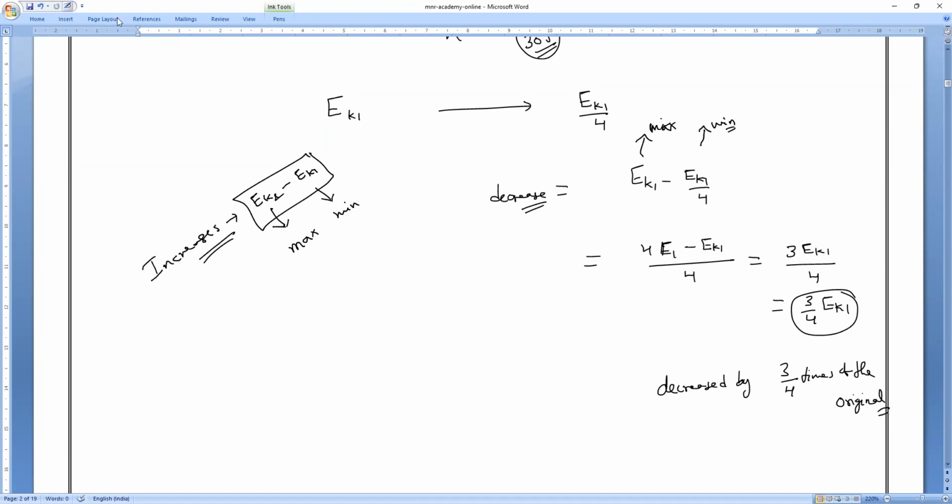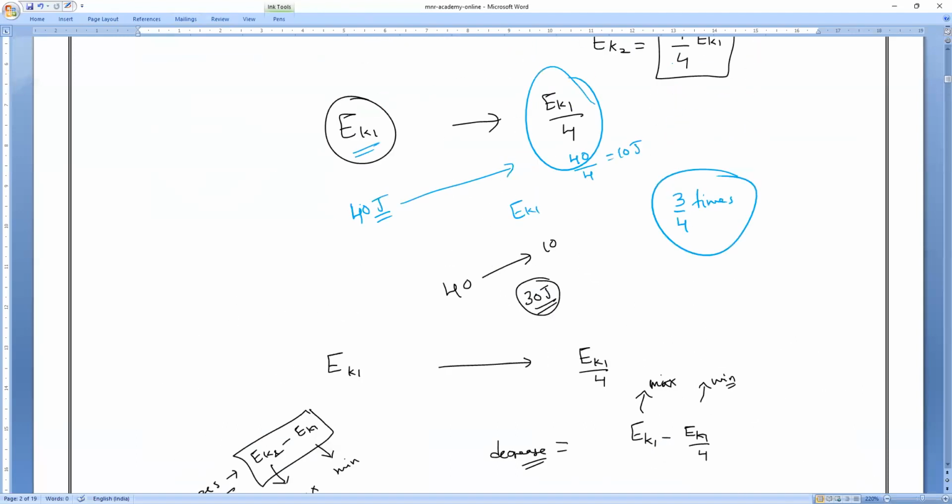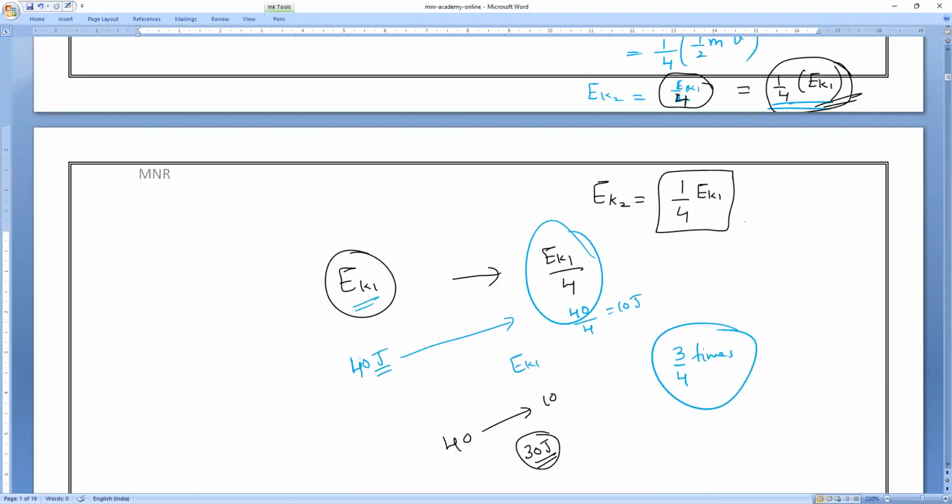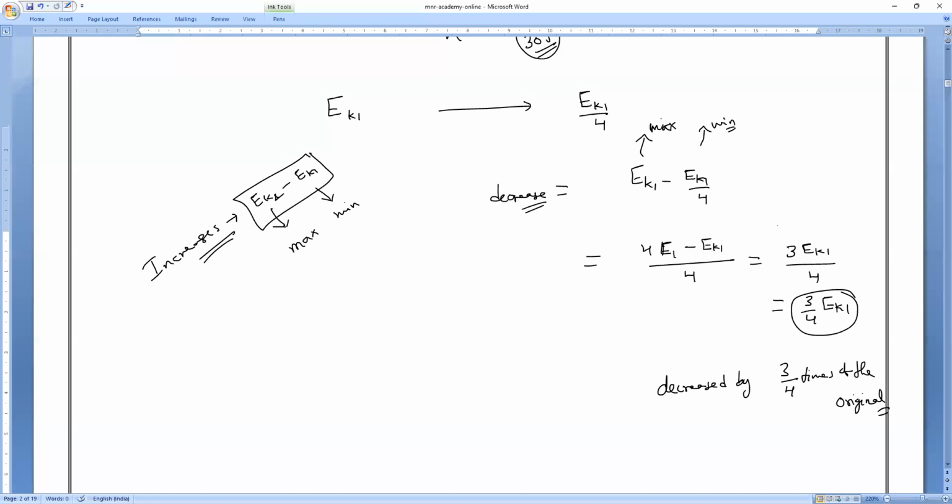So as we are getting a decrease here, it will become 1/4 of initial kinetic energy. So initially it is more compared to final. That's the reason we are doing this. It decreases by 3/4 times of the initial kinetic energy. That is what you have to do.